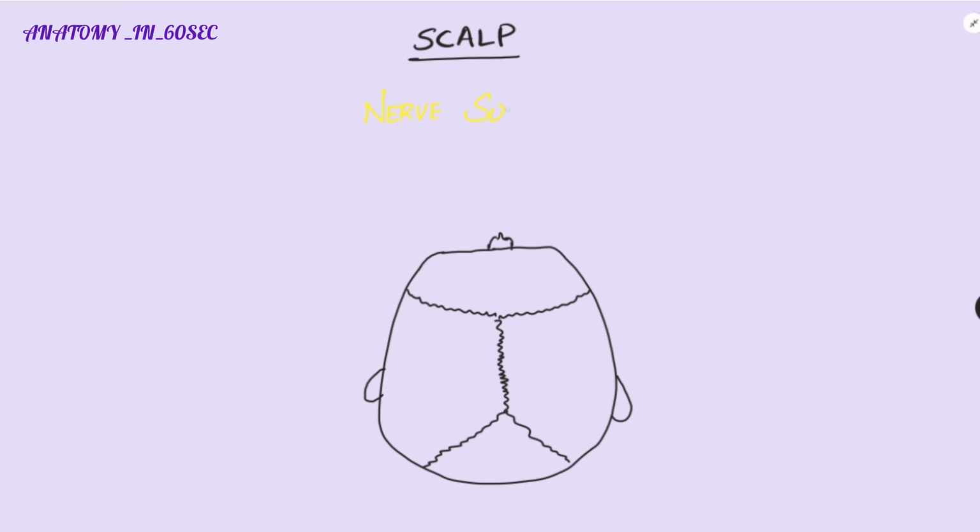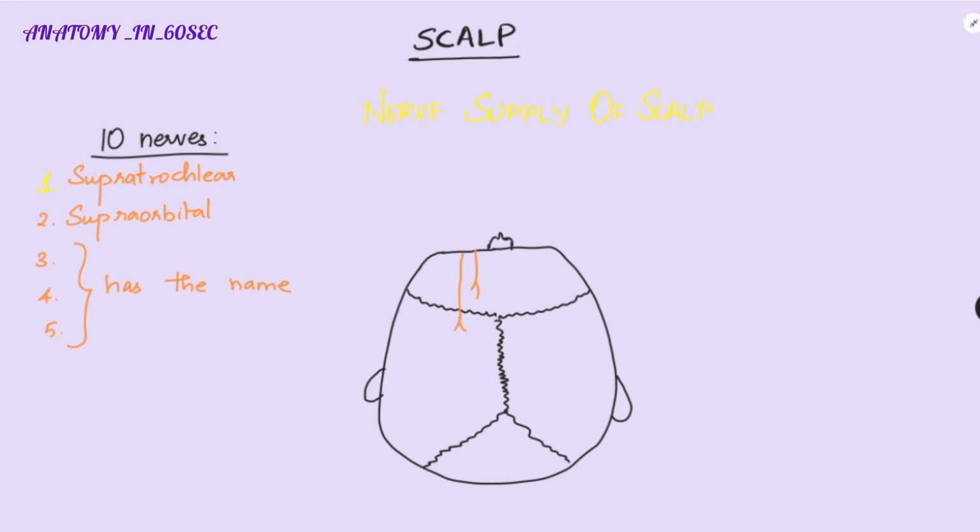Now nerve supply of scalp. Each side of scalp is supplied by 10 cutaneous nerves. From the front, the supratrochlear and supraorbital are named corresponding to arteries. Next 3 branches has the name temporal in it. Zygomatico-temporal, temporal branch of facial nerve and auriculotemporal nerve.